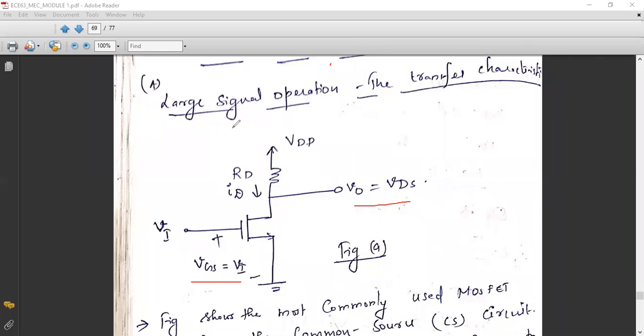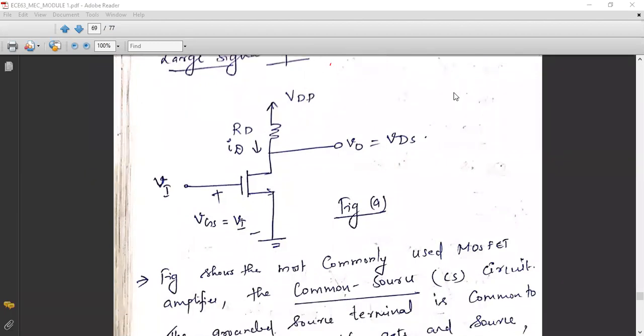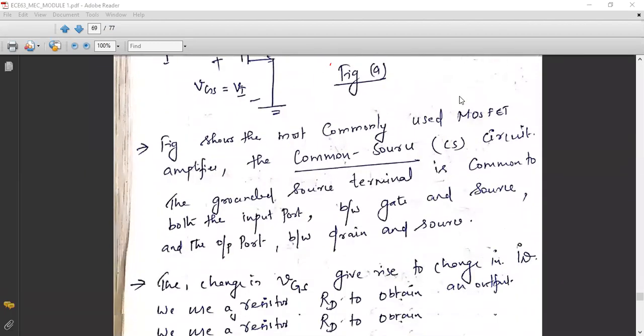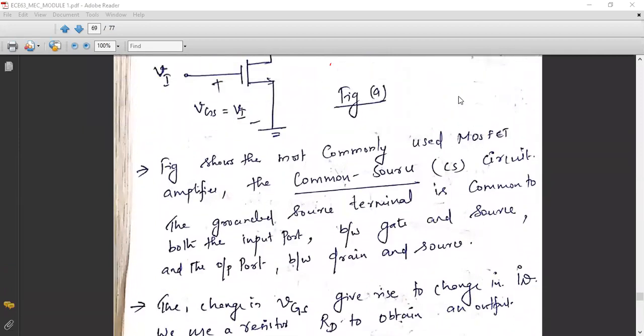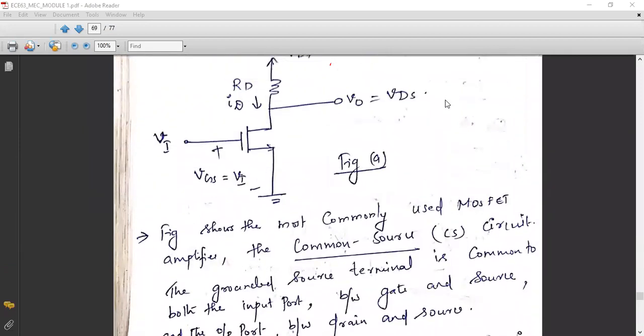So again, I am explaining, we are trying to derive the transfer characteristics of a MOSFET. Transfer characteristics is nothing but the plot between Vi and V0, the graphical plot between input voltage Vi and output voltage V0. So for this, we have to first analyze the large signal operation of a MOSFET in a common source circuit.